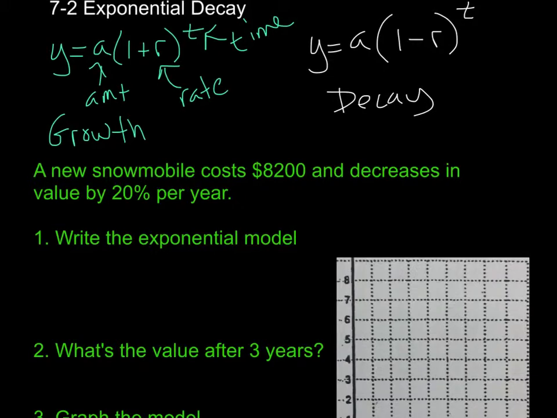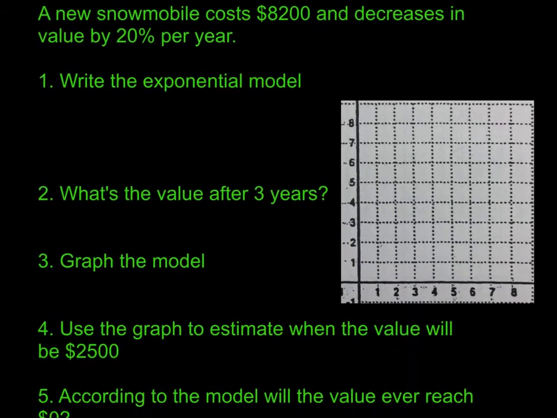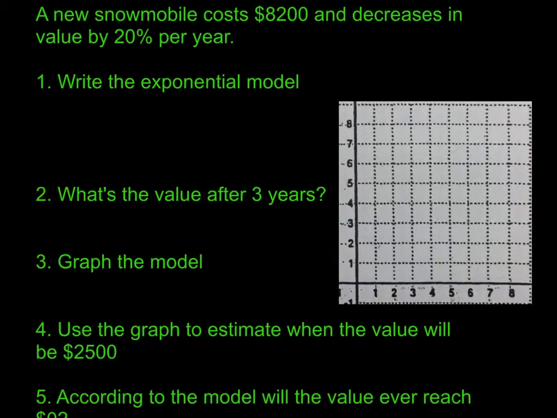So to put this in some context, let's look at an example, because most often exponential decay is talked about in the context of an item losing value. Probably you know this most frequently from the idea of a car depreciating. Cars go down in value fairly quickly, and in fact, if you want to know the value of your car, you can go to kellybluebook.com and input the age of your car, and it'll give you a rough estimate as to what it's worth. It uses this math of exponential decay to come up with those numbers. So anyway, in this problem, I have an $8,200 snowmobile, and it decreases 20% per year.